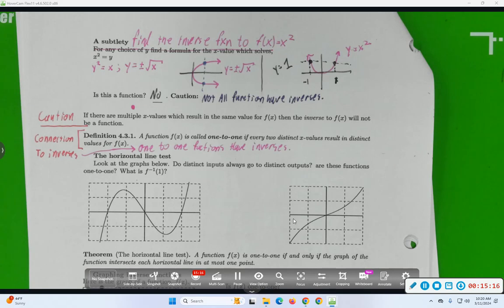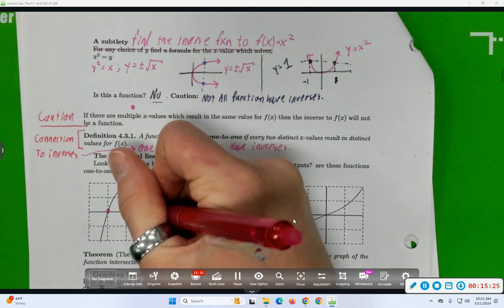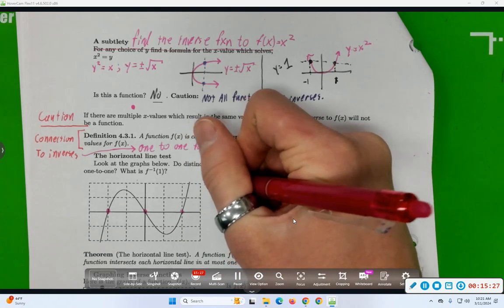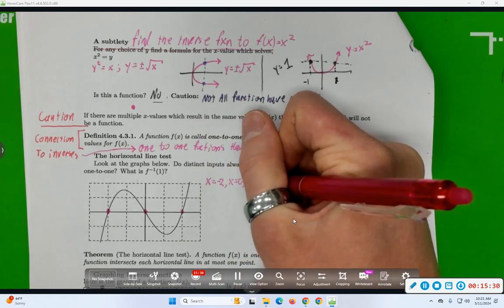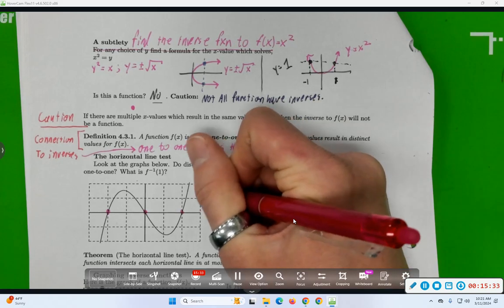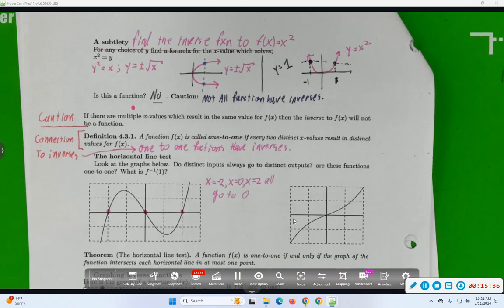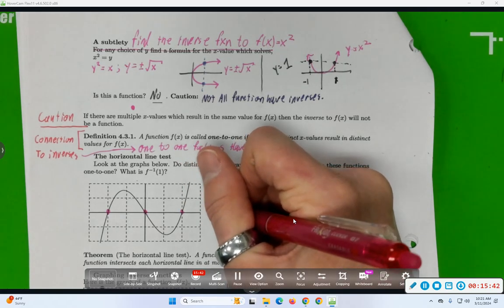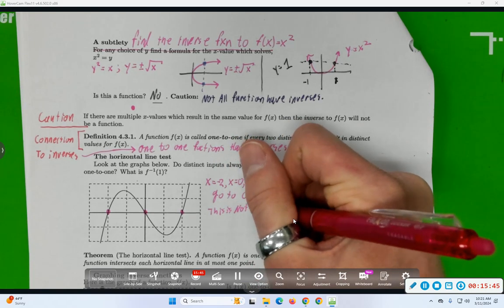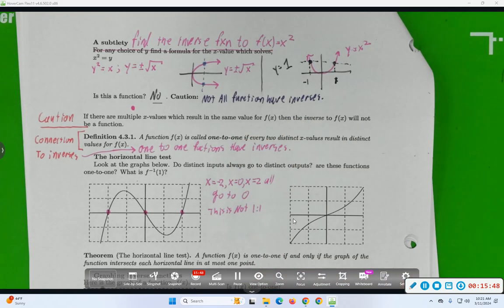I see that -2, 0, and 2 all go to 0. Nice. x equals -2, x equals 0, and x equals 2 all go to 0. So this function is not one-to-one. And that's enough. As soon as you find a single pair of inputs that both go to the same output, and we have 3 different ones that all go to the same output, you know the thing's not one-to-one.